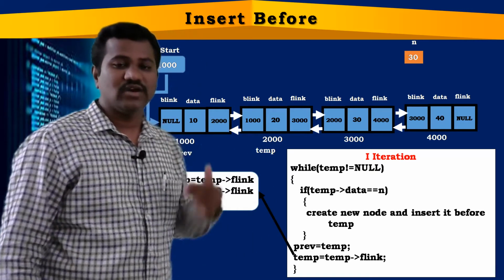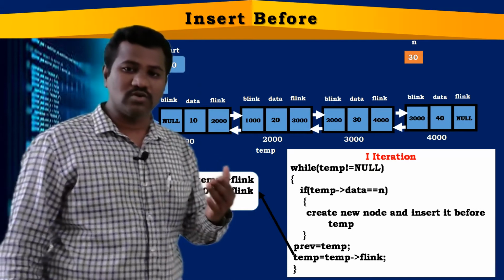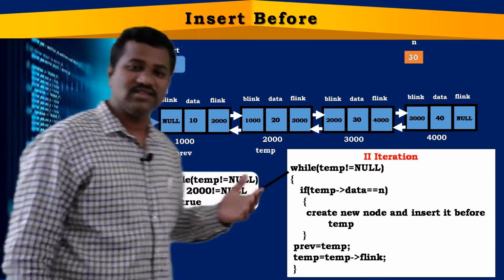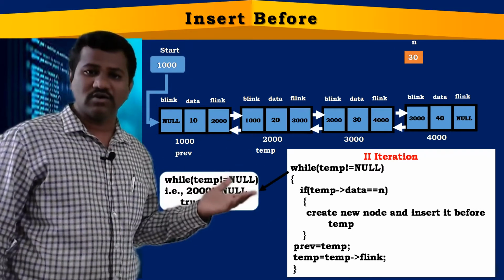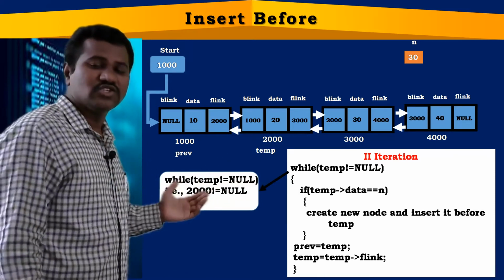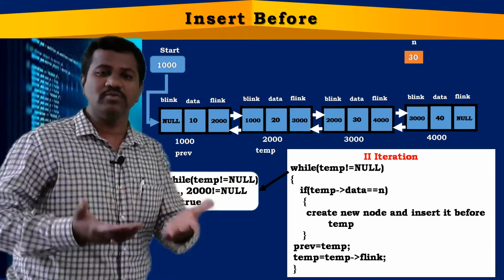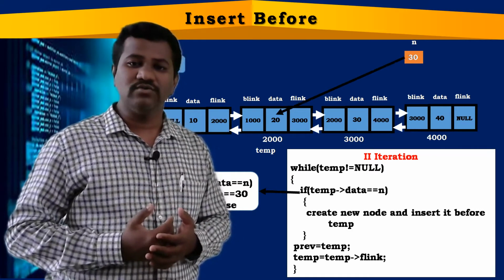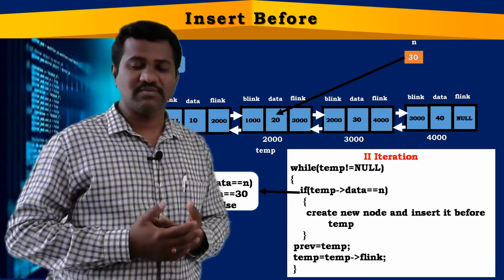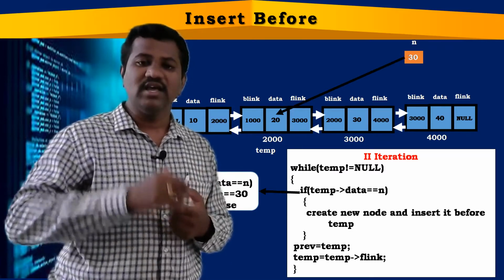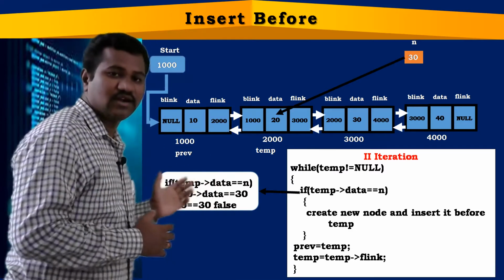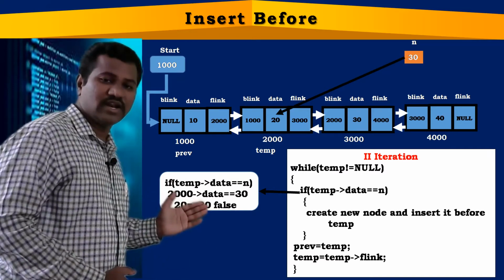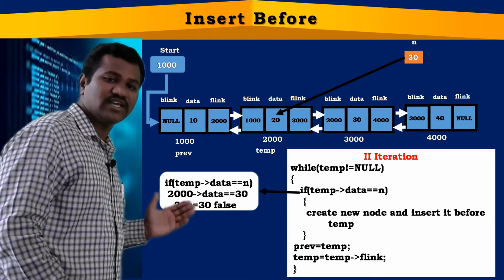2000. After moving temp from the 1000 node to the 2000 node, we need to check whether this 2000 temp is not equal to null or not. We're entering into the second iteration. So 2000 not equal to null, condition true, means it enters into the while. Inside this while loop, again we need to do data comparison. That means we take the 2000 data part and compare it with what? N. Again, temp arrow data, that means 2000 arrow data, is equal to 30. That is 20 is equal to 30.